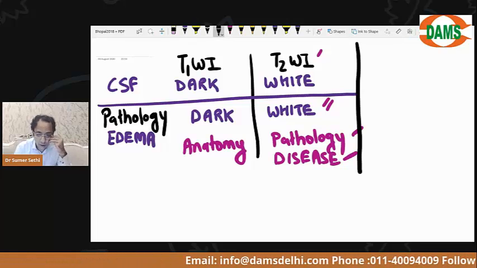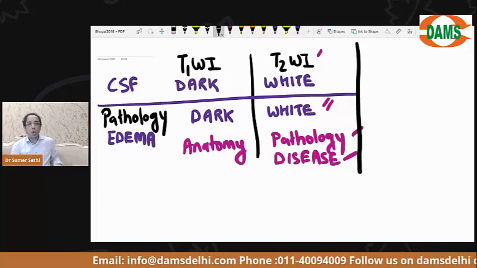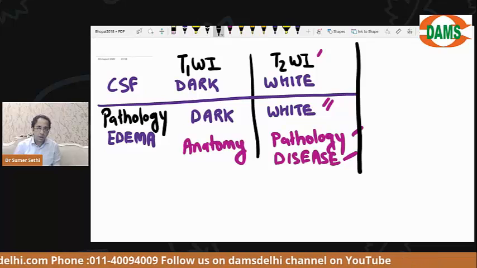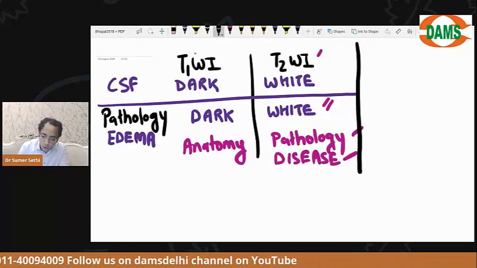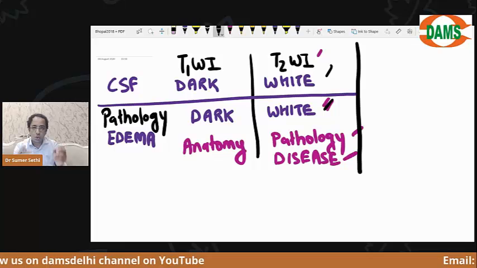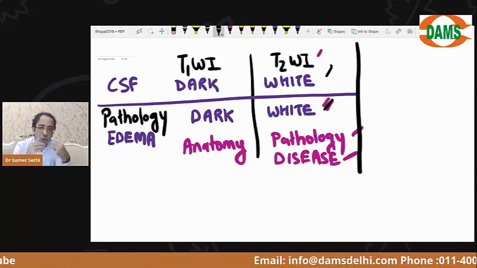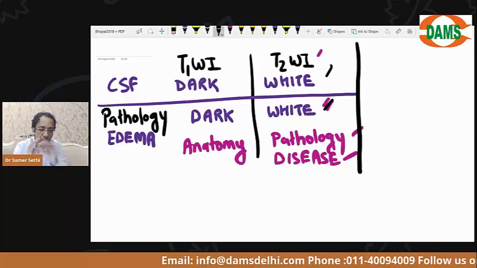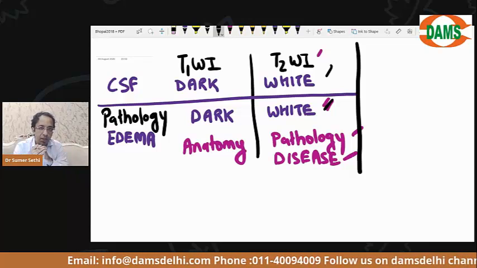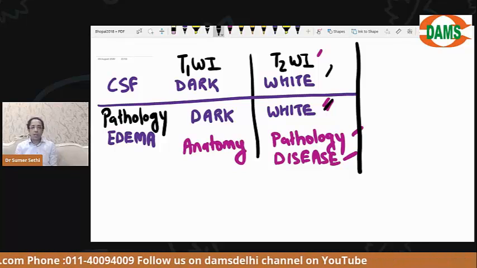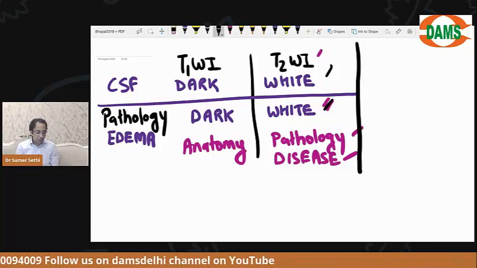Okay, anybody? T2 weighted image has a drawback. Listen to me, it has a drawback. Water is also white, edema is also white. That means पानी भी सफेद दिखेगा, CSF भी सफेद दिखेगा, कहीं सूजन है वो भी सफेद दिखेगा. You understand? T2 weighted image has a drawback that the CSF is also hyperintense. Edema is also hyperintense. Everybody understands?